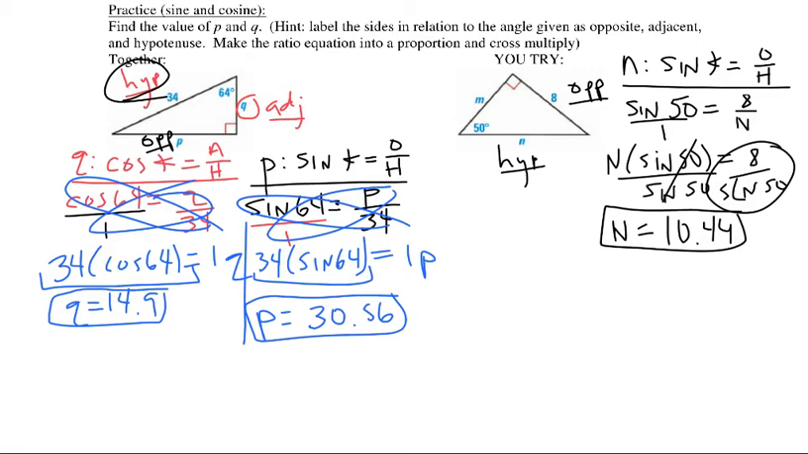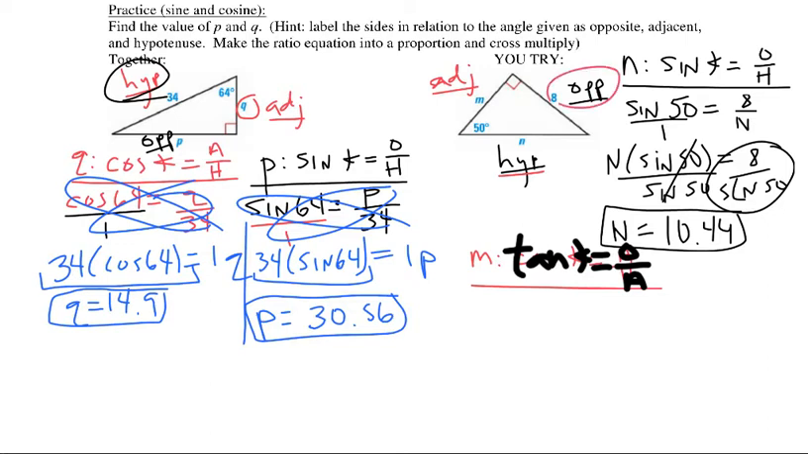Then if you label over by the M, we get adjacent, and we still need to use the opposite. So the one that uses adjacent and opposite is going to be the tangent. Sorry about that, I had typed it wrong on my screen. So we're using the tangent, so we need the opposite and adjacent, so our 8 and our M. So we should have tangent of 50 equals your 8 over M.